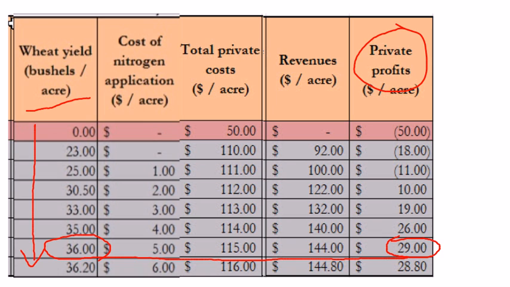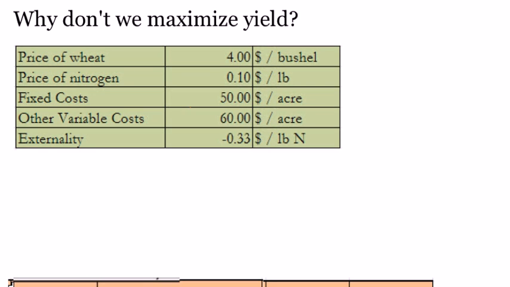But notice we could have produced more. We could have produced 36.2 bushels per acre. And sometimes when people see this, they ask this very reasonable question: if we want to maximize profits, why aren't we maximizing yield?